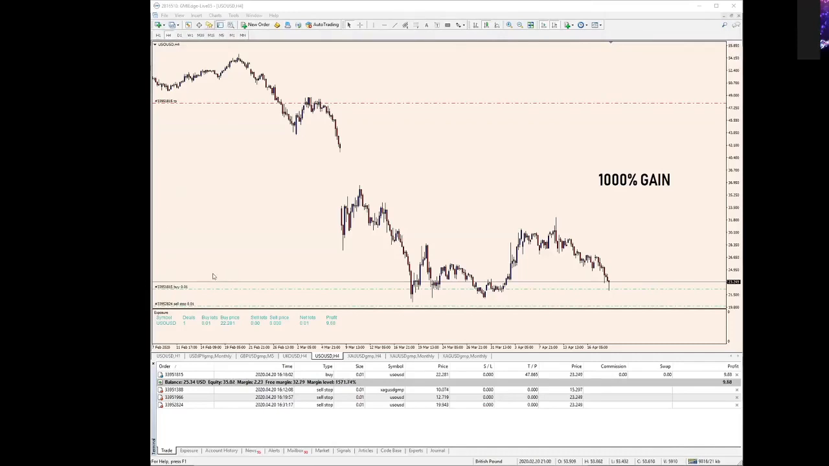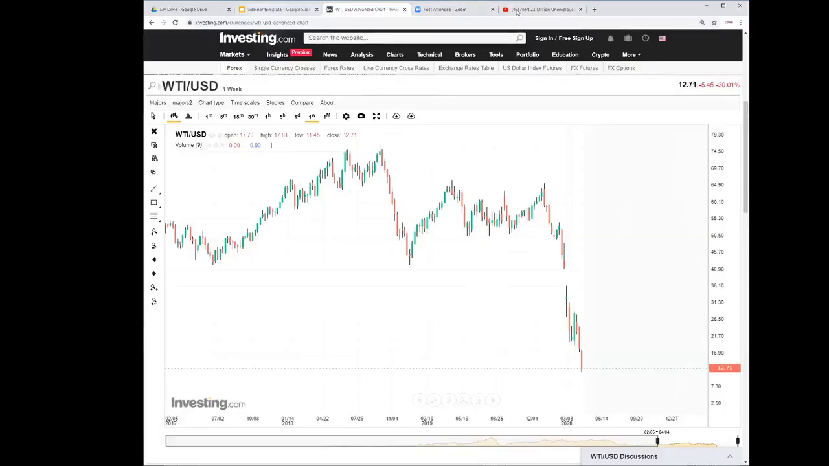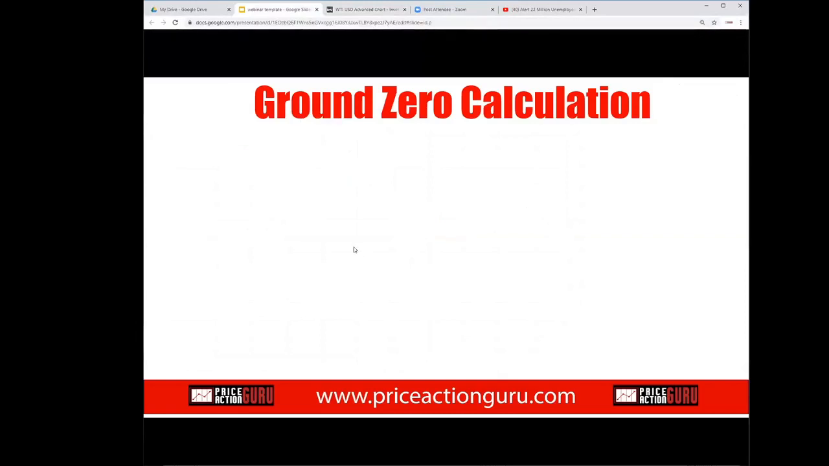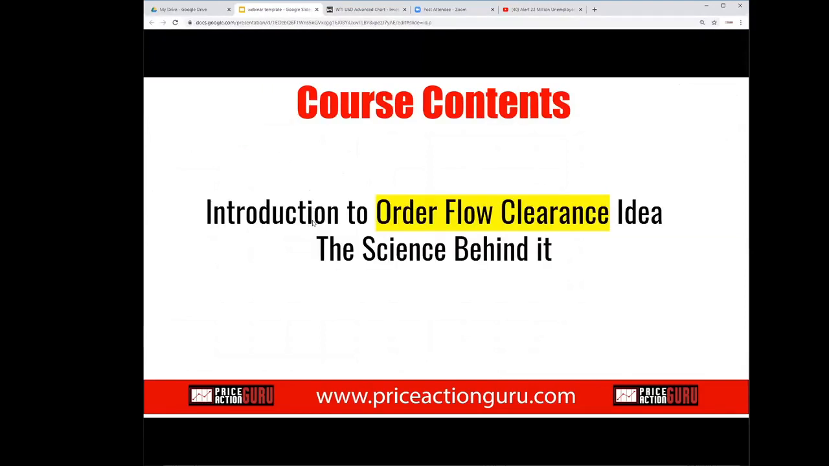Okay, let's begin the session for order flow clearance. I'll be teaching order flow clearance for the whole month of April, so we have ample time to learn this. I hope you understand ground zero calculation. Those who want strategy planning for ground zero, WhatsApp me and I'll give you the details. Now, the introduction to order flow clearance, the idea and the science behind it.